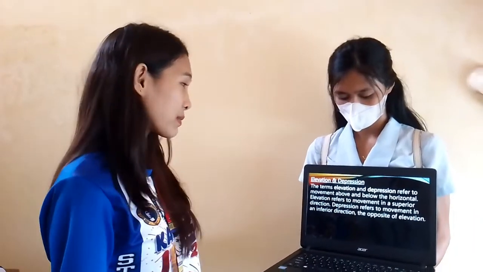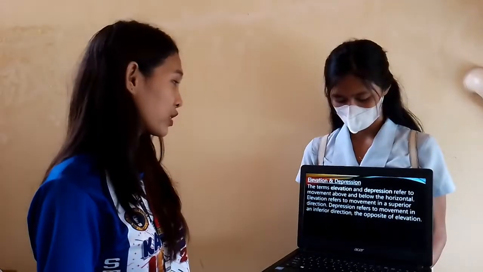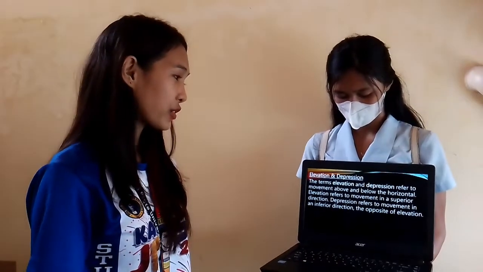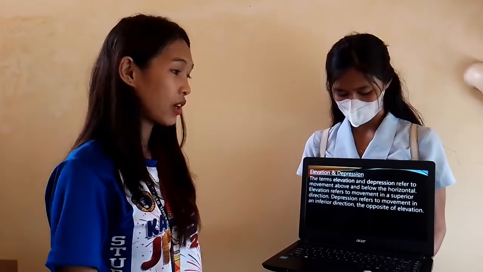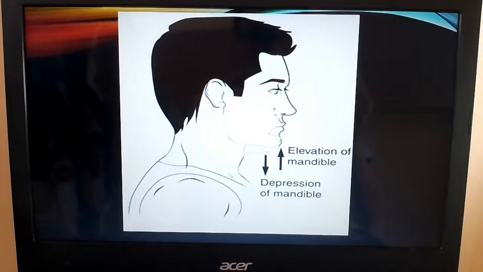Next is elevation and depression. The terms elevation and depression refer to movement above and below the horizontal. Elevation refers to movement in a superior direction. Depression refers to movement in an inferior direction, the opposite of elevation. This is the example of depression and elevation.